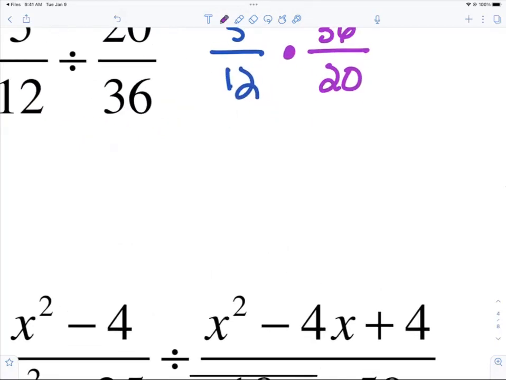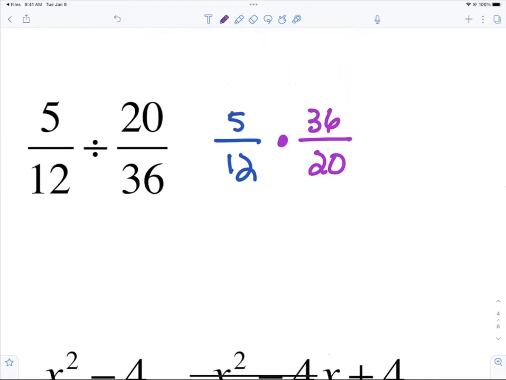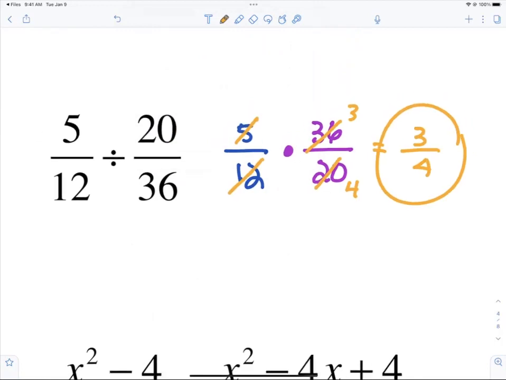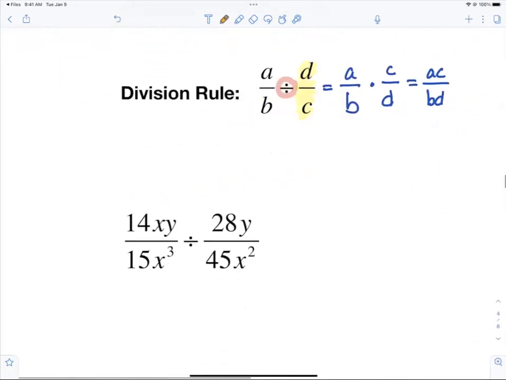You can simplify first before you divide, so I'll do that on this one. I'll simplify first. I see that 5 and 20 have a common factor of 5. When I divide, that leaves me with 4. And 12 and 36 share 12. So what remains is 3 on top and 4 in the denominator. So devise a way that always works for you, please, when you're doing this.